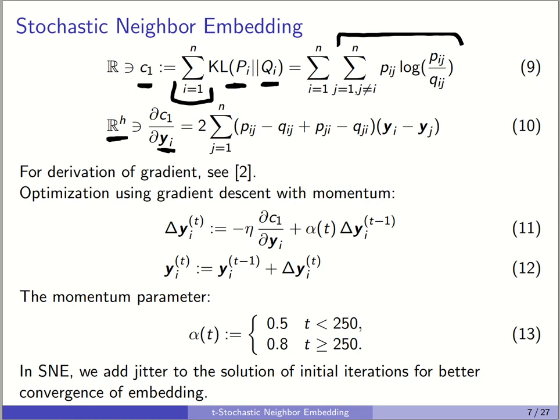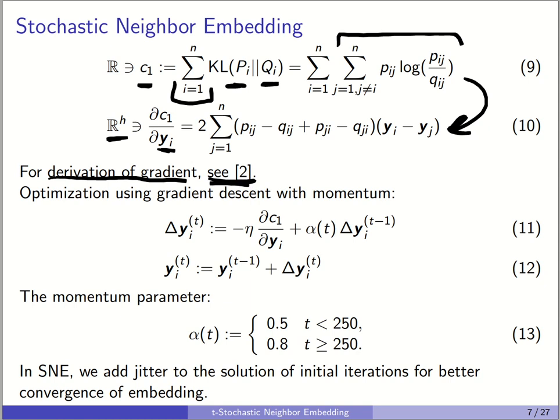So here we have the derivative of C1, which is a scalar, with respect to a vector, so it's a vector. And this derivative is this. The derivative of equation 9 is 10. For the derivation of this gradient, see our tutorial paper on SNE and t-SNE.